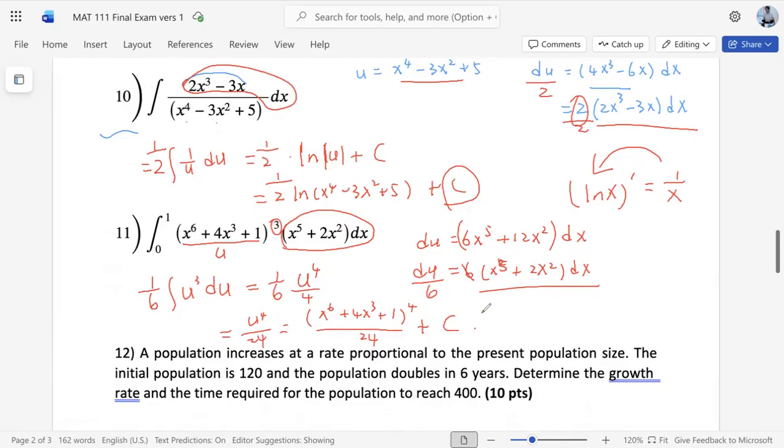We add C to the, oh, hold on. This is not adding C, right? This is not an indefinite integral. We evaluate from 0 to 1.